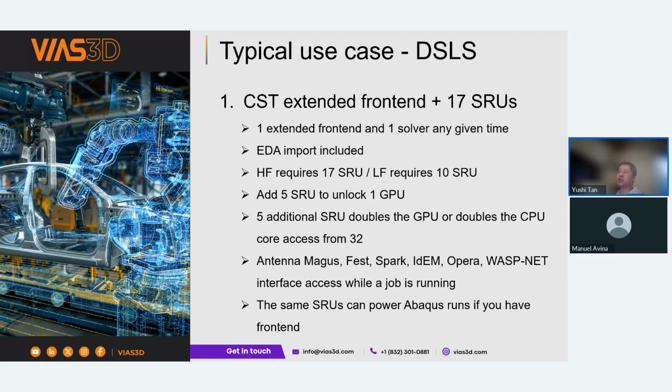And on the CPU side, if you have access to more than 32 cores, you can double that count by just adding 5. Now, if you want to add one more, it's somewhere in between, probably around 38-ish. Anyways, Antenna Magus, VIAS3D, Spark 3D, Opera, and WaspNet are all included in this new licensing.